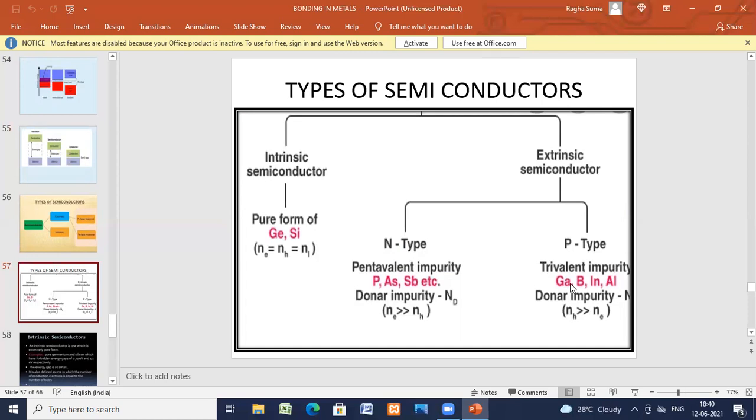Next, coming to the p-type, it has trivalent impurity. P-type is due to the positive charge. Examples are gallium, boron, indium, aluminum. That is the p-type semiconductor. Here, with the acceptor impurity, holes are more than the electrons. So more are the holes and fewer are the electrons. Holes being more means the positives are more, and due to the positive charge, you get the conductivity. That is called the p-type semiconductor.